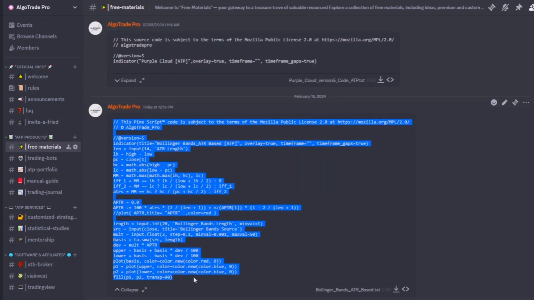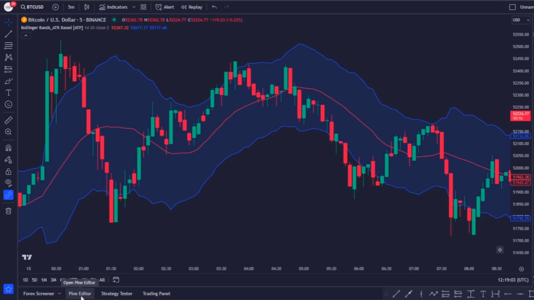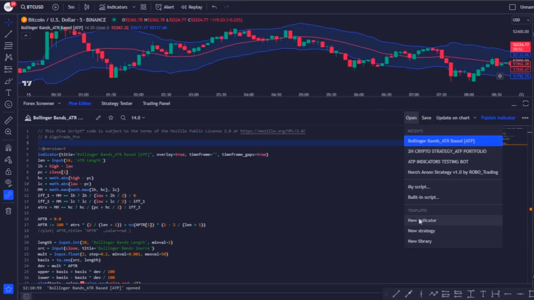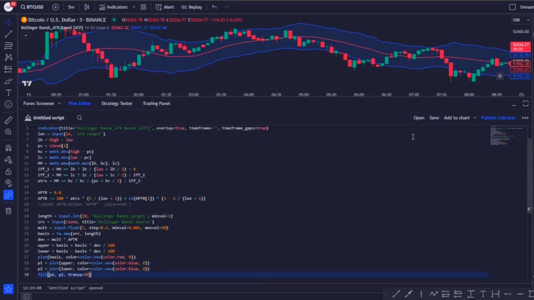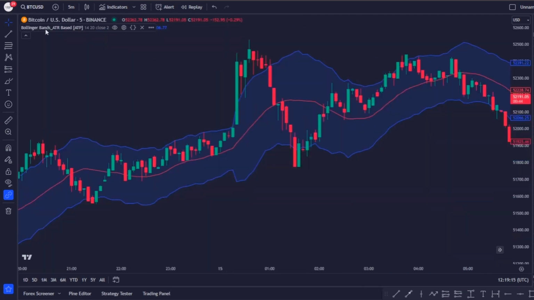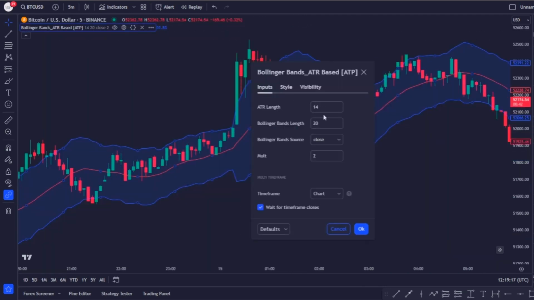Open up this note, copy the code and then on the TradingView charts click on the Pine editor, then on Open, New Indicator and then just paste the code and save it. After that, just click on the Add to Chart option and you will have this improved version of the Bollinger Bands working and with the right settings.